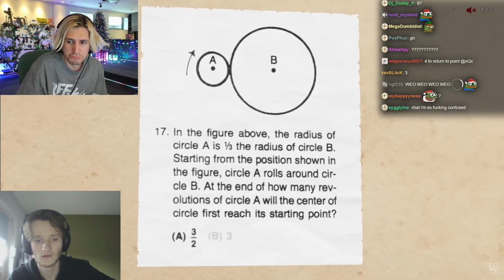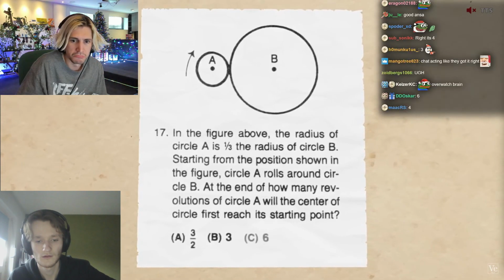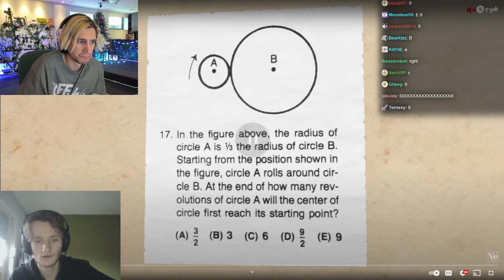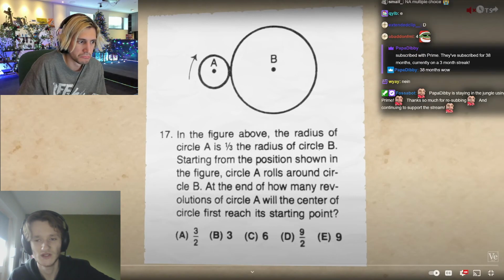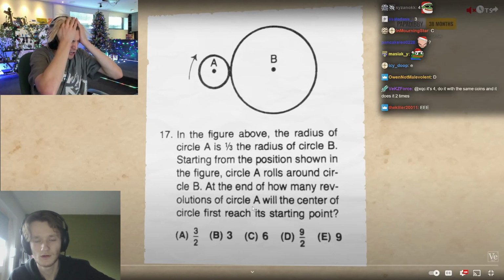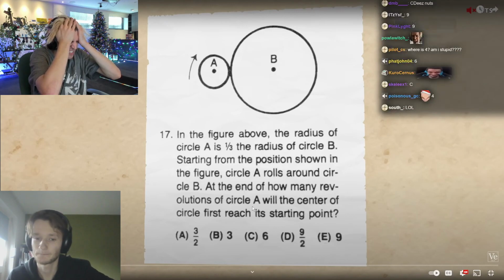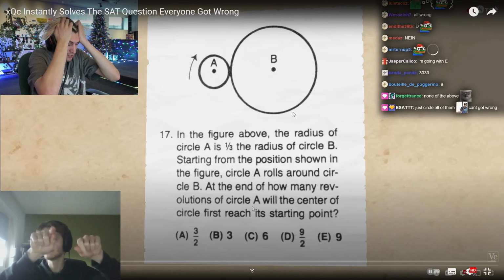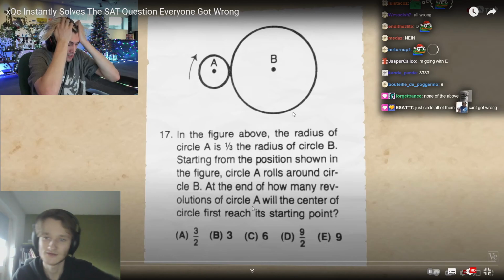Is it A, 3 halves, B, 3, C, 6, D, 9 halves, or E, 9? Then it should be... oh no. I don't know what revolution is, but I think a revolution is just it going 360 degrees once, right? It's like a wheel. If you have a circle and a point on the bottom, a revolution is when it goes like this, one full rotation. So then it should be 3.